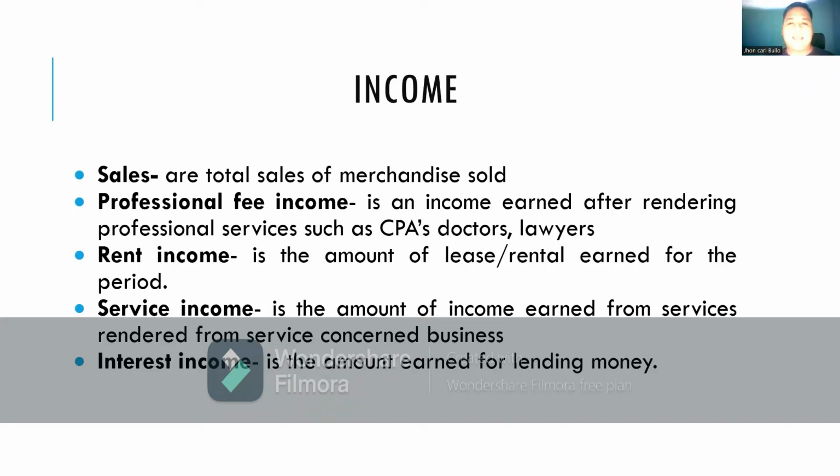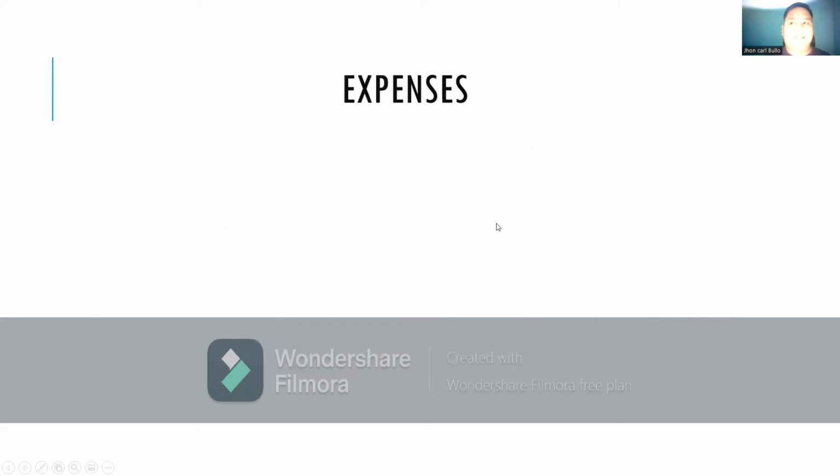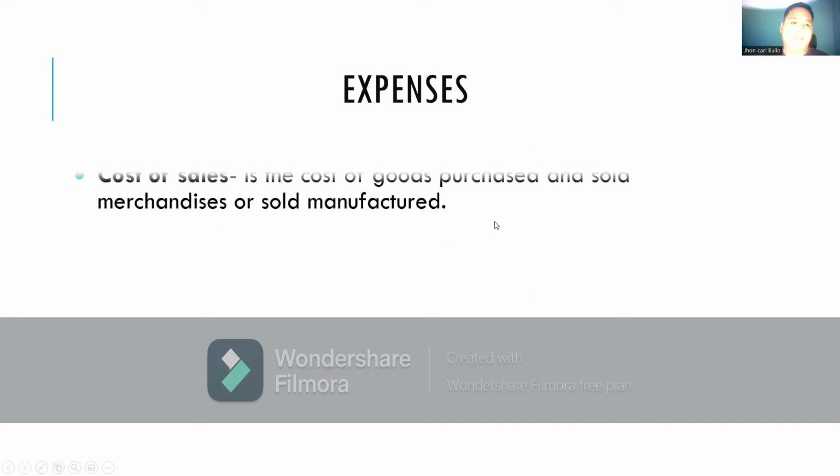Interest income is the amount earned for lending money. Okay, so when you lend money, of course, there is a so-called income. Then the last part of the major accounts is the expenses.